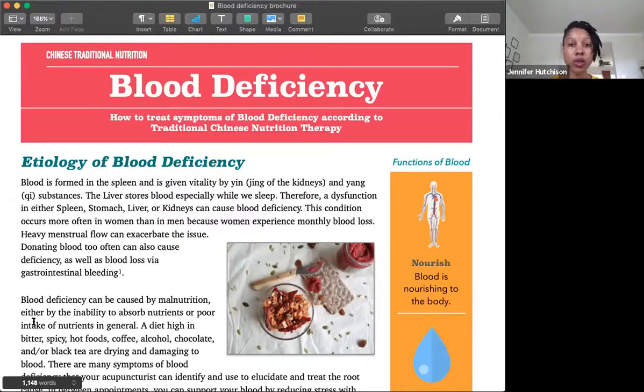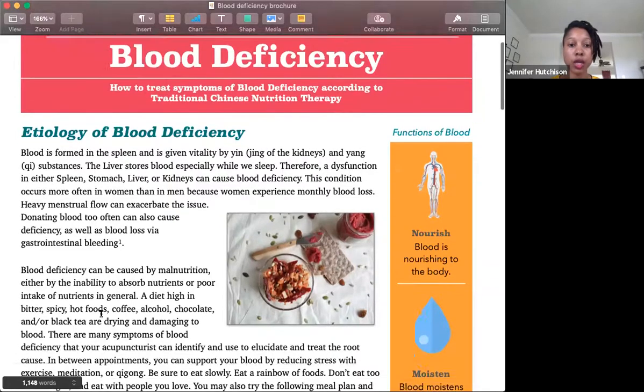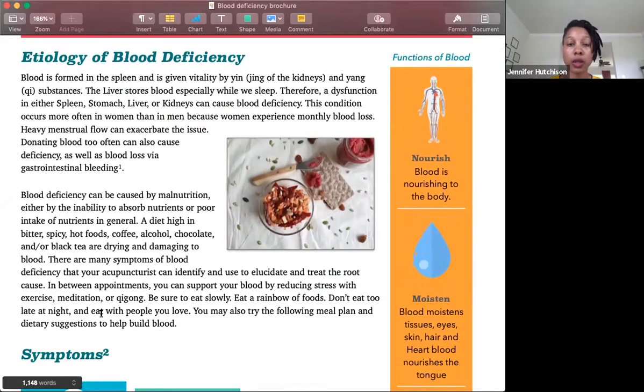So the spleen is important, and then the liver stores blood, especially when we go to sleep. And that concept is the same in Western medicine as well. When we sleep, our blood is collected back at the liver, and that's where it can do its thing, where it kills a lot of the bacteria and processes toxins. That's why the liver is so important for blood. And therefore, a dysfunction in the spleen and the stomach, the liver and the kidneys can cause blood deficiency.